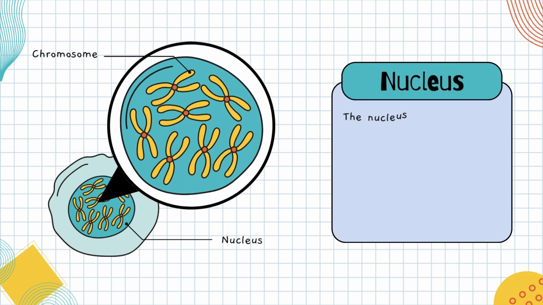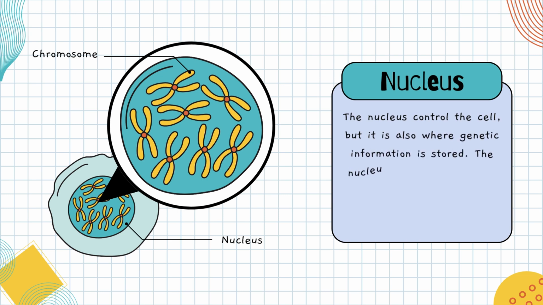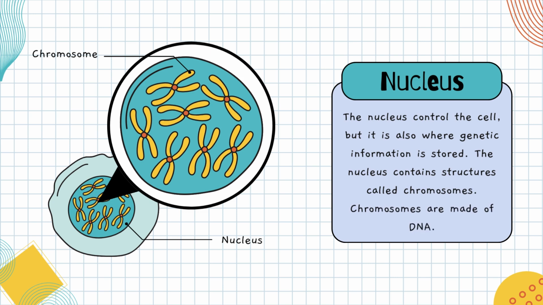Next, we journey into the nucleus, the command center of the cell. The nucleus is not only responsible for controlling the cell's activities, but it's also the repository where all our genetic information is stored. Envision the nucleus as a secure vault, safeguarding a treasure trove of instructions that dictate how the cell grows, repairs itself, and functions. Within this vital organelle lie structures known as chromosomes, intricate, thread-like entities made entirely of DNA. These chromosomes hold the code for life, and understanding them is key to unlocking the mysteries of our biology.